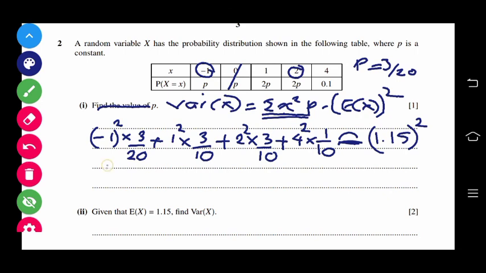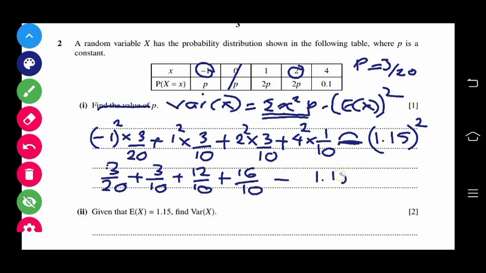So we get it as 3 by 20 plus 1 squared into 3 by 10 is 3 by 10, plus 2 squared, 4 into 3, 12 by 10, plus 4 squared, 16 by 10, minus 1.15 the whole squared. Just perform this calculation, you get the answer for this question.